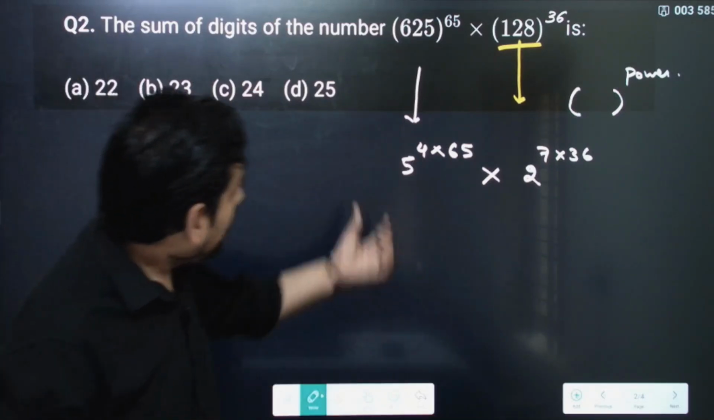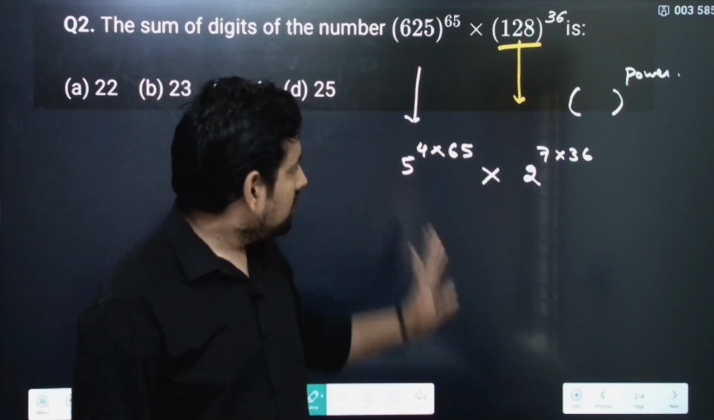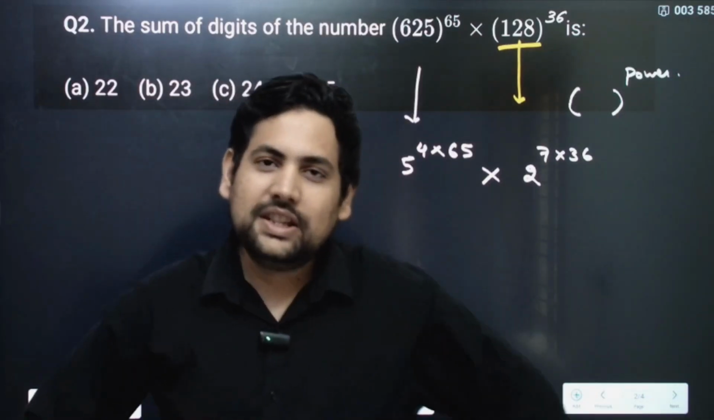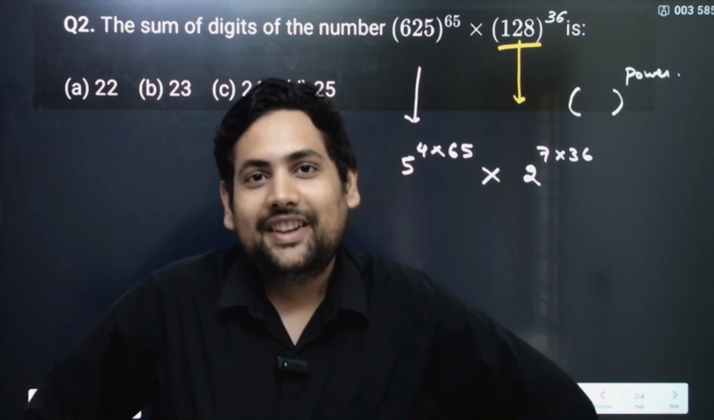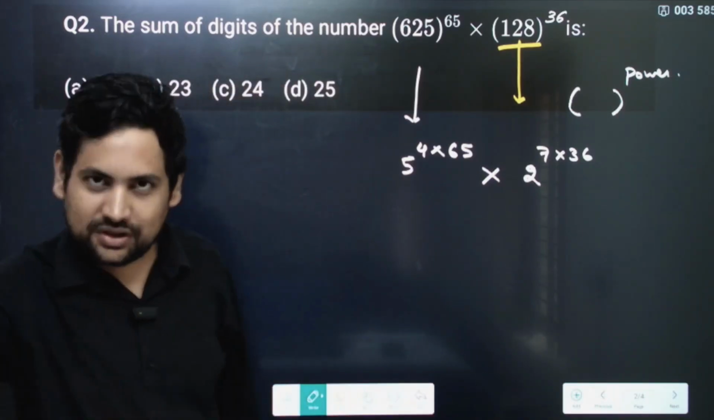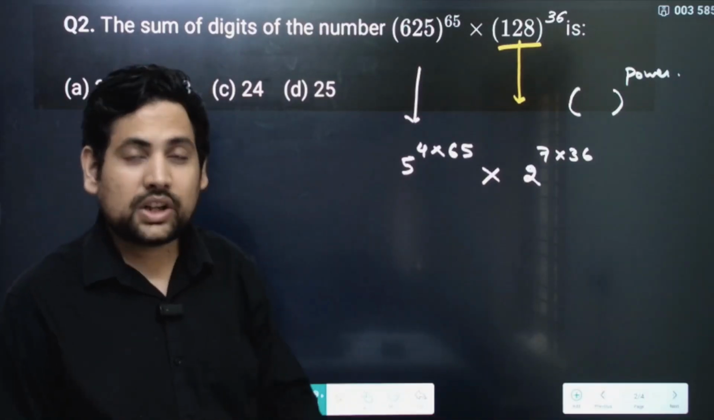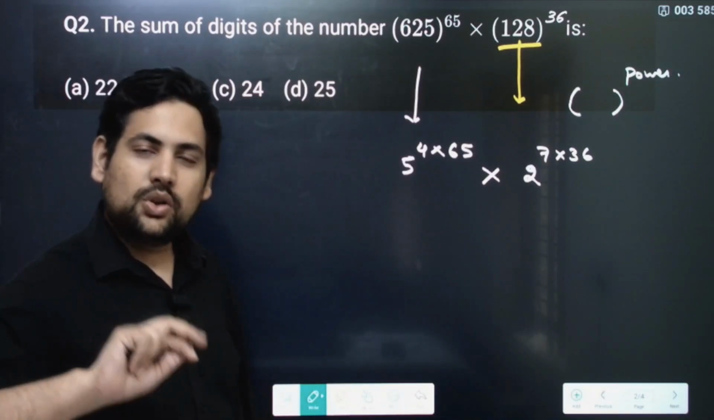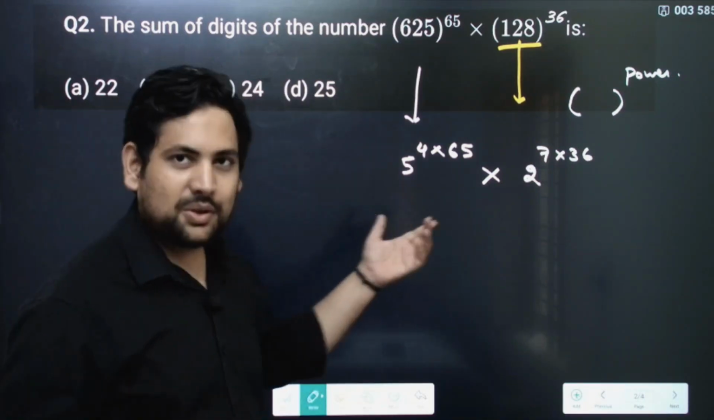Now, 5 and 2, because they are prime, cannot have anything in common. So if you ever see 5 and 2 together with some powers, does something strike you? Where have we seen this? When we were counting the number of zeros, correct? If you are counting the number of zeros in a product, you are looking for that power of 10, so 5 and 2, whichever is lower, correct?